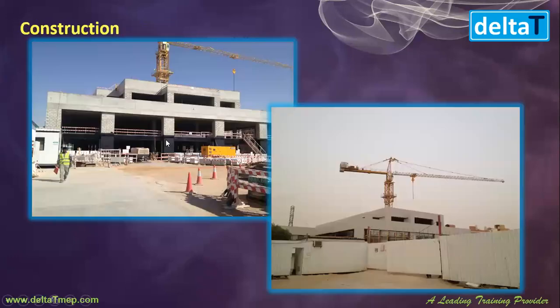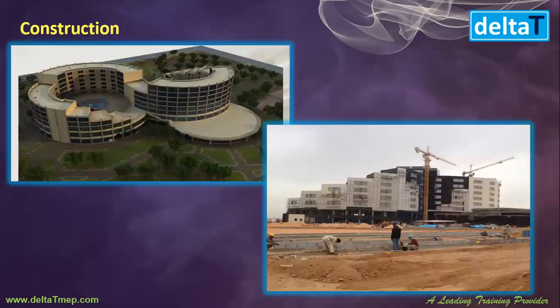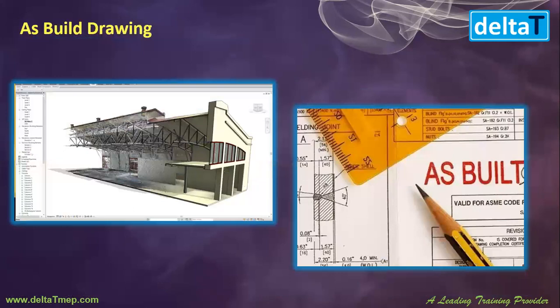So after fabrication drawing, now we go on construction and we do execution based on the drawing. Once the execution is finished, the project is not finished yet. We have to do operation and maintenance also. Now, before we do operation and maintenance, we go with as-built drawing. Now, what is as-built drawing?